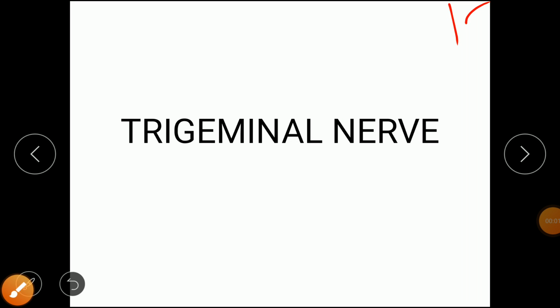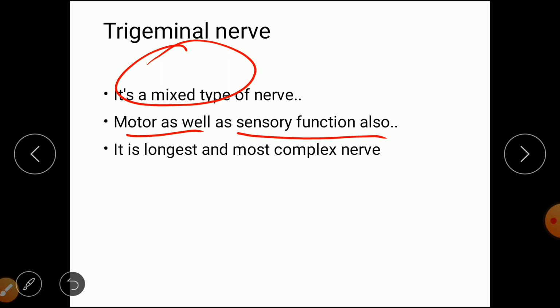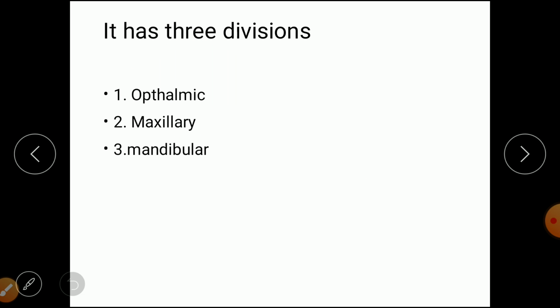Hello everyone. In this video we are briefly revising the lower cranial nerves. First we talk about the trigeminal nerve, the fifth cranial nerve. It is a mixed type of nerve, meaning it has motor as well as sensory function. It is the longest and most complex nerve. It has three divisions: the ophthalmic branch, the maxillary branch and the mandibular branch.